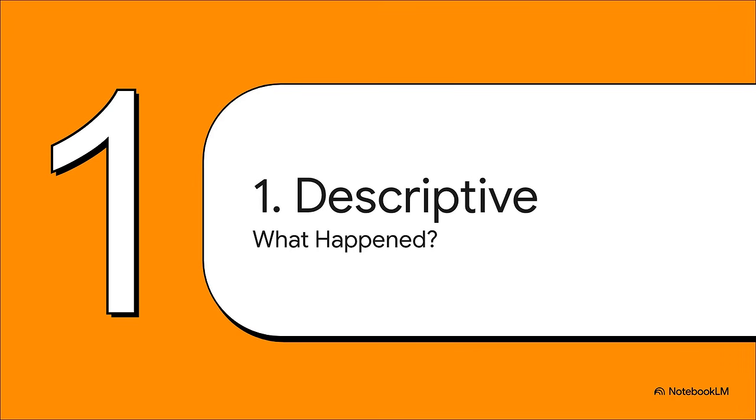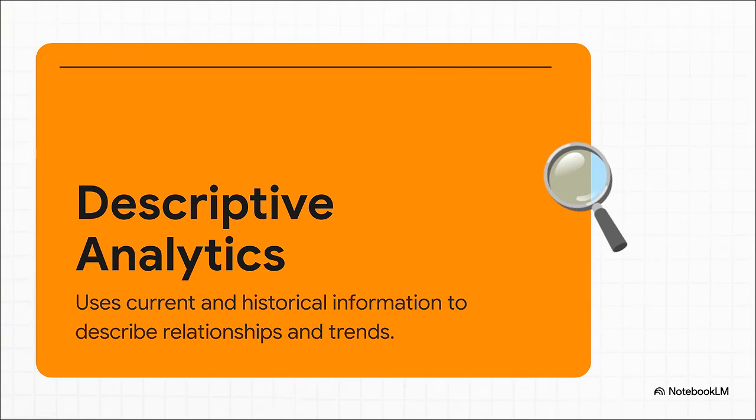All right, first stop on our investigation, descriptive analytics. This is ground zero. It's all about answering one simple but crucial question. What happened? Descriptive analytics really is the foundation of everything. It's the most common type because every single analysis has to start here. It's all about taking that raw historical data and boiling it down into something you can actually understand. But here's the key thing to remember. It never tells you why something happened, only what happened.